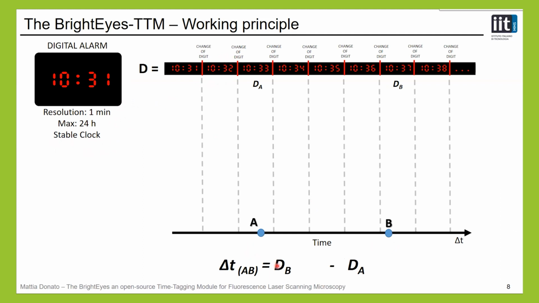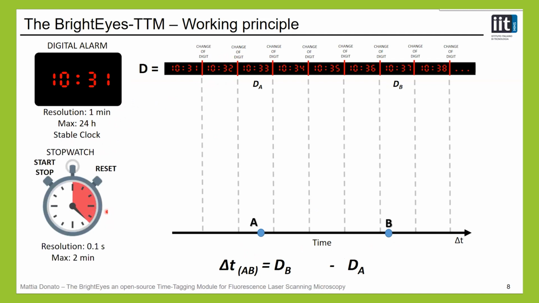You do the subtraction. But then imagine that you have a stopwatch. A stopwatch has a higher resolution, let's say 0.1 second, but has the limit that its range maximum is 2 minutes. What can you do to measure something that has a larger interval than that?